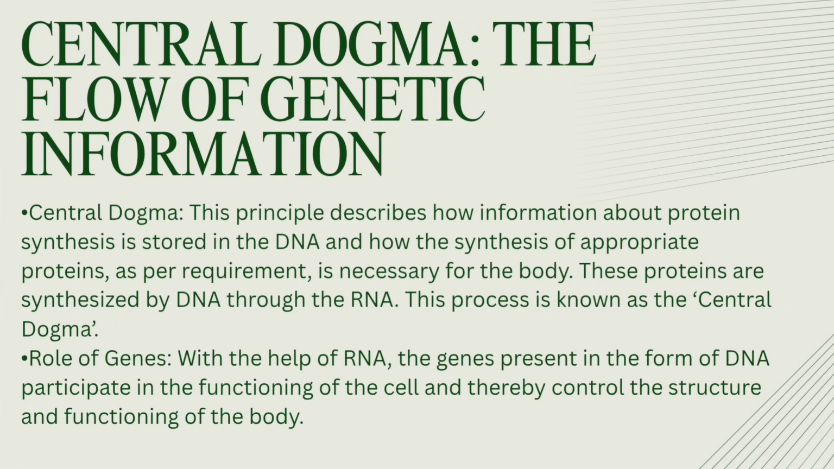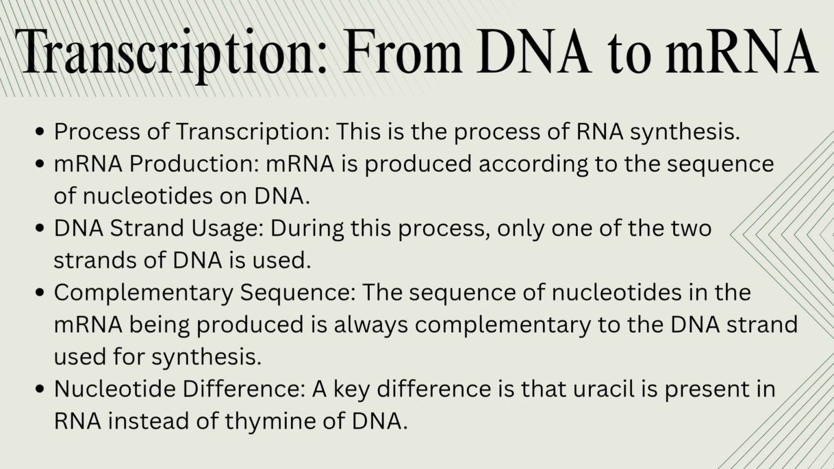The Central Dogma explains how DNA stores protein information. DNA uses RNA to synthesize proteins needed by the body. Genes in DNA direct the cell's function and structure. In transcription, RNA is synthesized using a single strand of DNA. The RNA sequence is complementary to DNA, with uracil replacing thymine. This process produces messenger RNA, or mRNA.